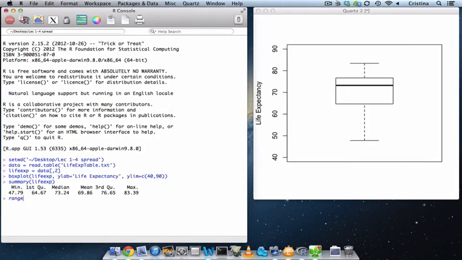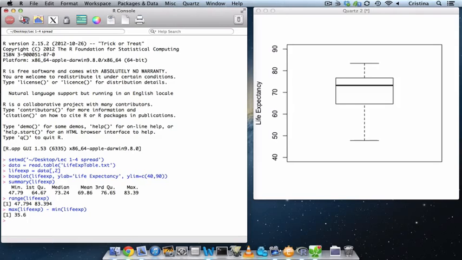The first measure of spread we learned was the range, and we can see from the summary statistics, as well as from using the range command, that the data ranges from 47.8 to 83.4. We can do a simple subtraction of the minimum life expectancy from the maximum life expectancy to obtain the range of 35.6.